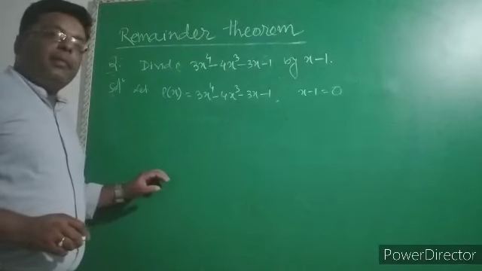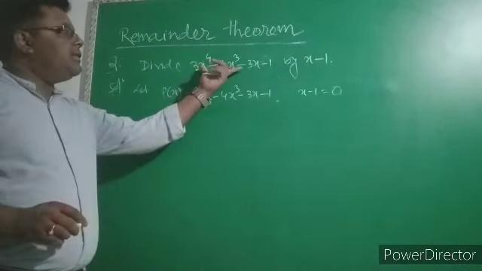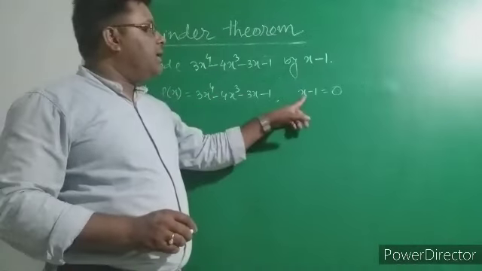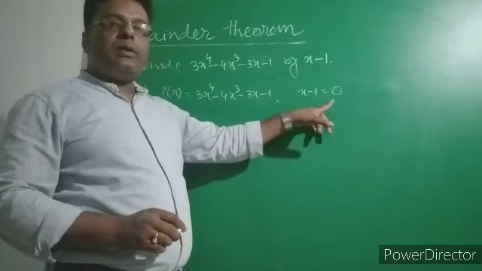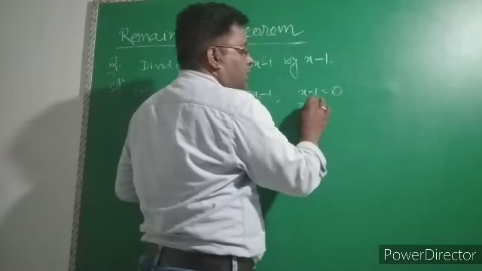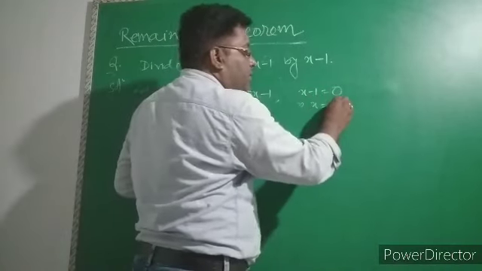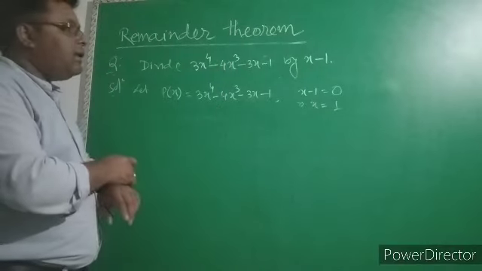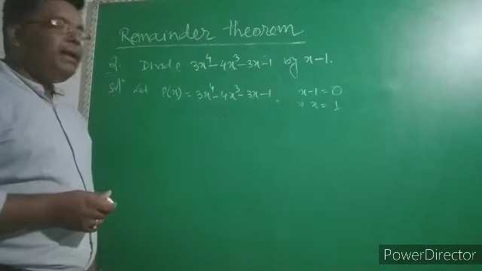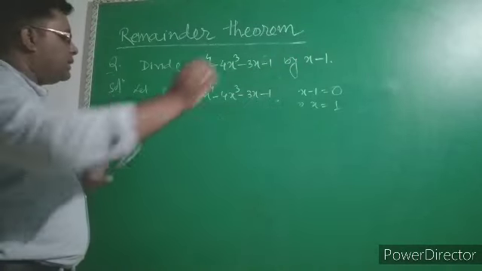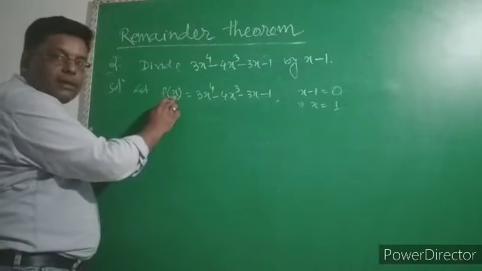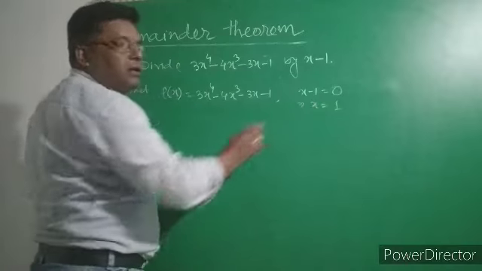So to find the remainder directly, we have to take this dividend as p(x), and we have to find the zero of the divisor. That is, the divisor is x minus 1, so we write x minus 1 equal to 0. So we get x equal to 1, if we take this minus 1 to the right side, it becomes plus 1. Now, when we divide this p(x) by x minus 1, the remainder will be p(1). That is, we have to replace the x of p(x) by x equal to 1.